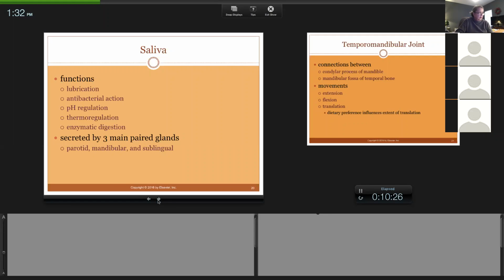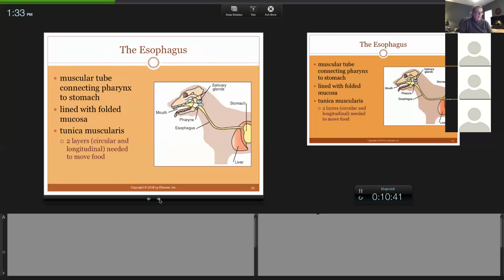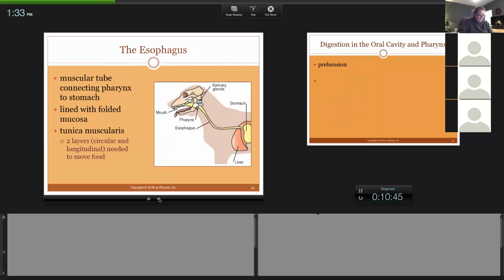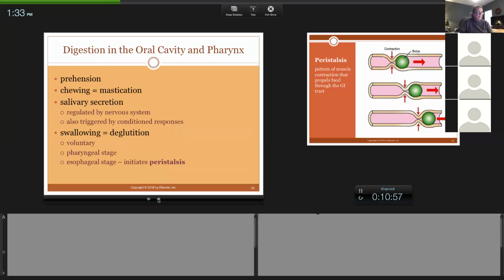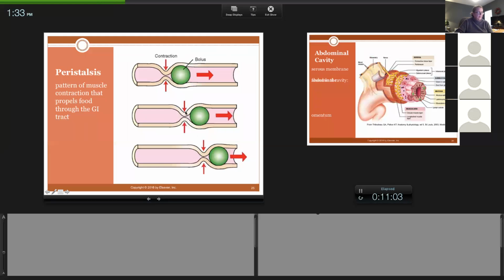I talked about, and I know we talked about the pharynx before, it's the common passageway, but that's where food will go from the oral cavity, move to the back of the pharynx, and then move into the esophagus. And the esophagus, what is the function of the esophagus? It's really to move food from the oral cavity to the stomach. It's a tube that connects. And then peristalsis is muscle contraction that propels food. It's a wave-like contraction.